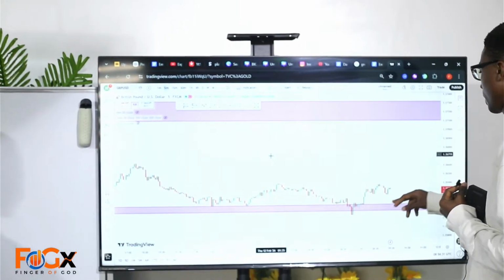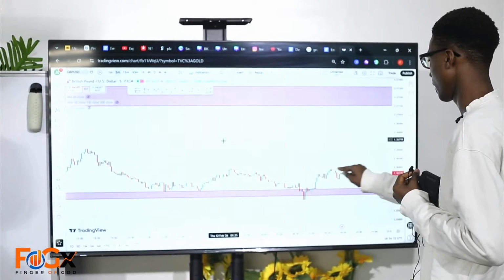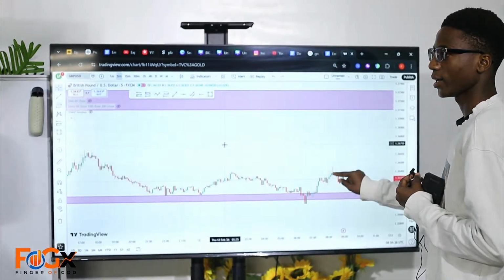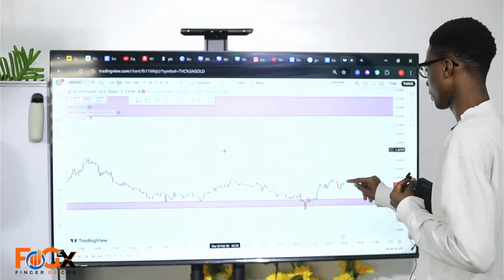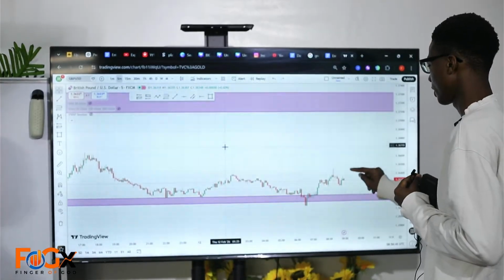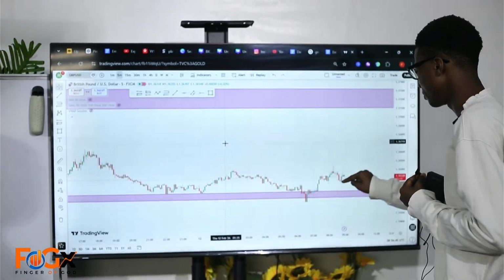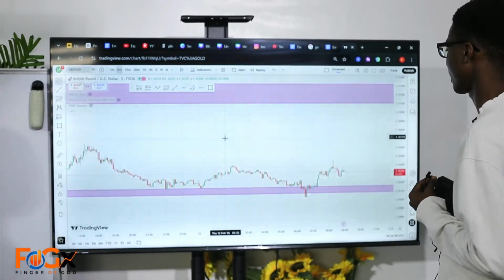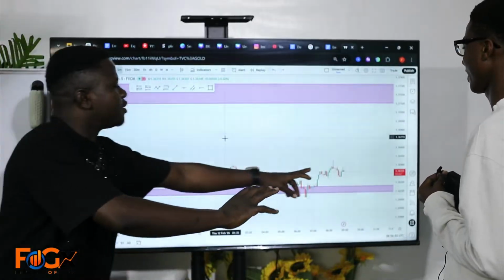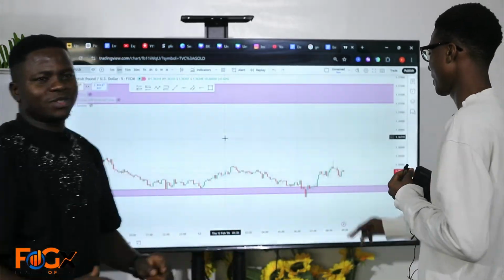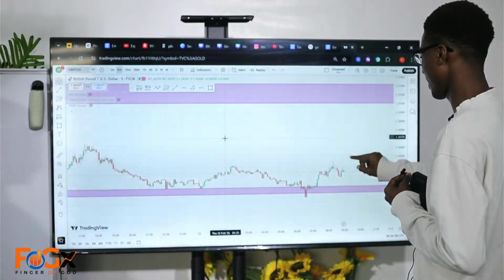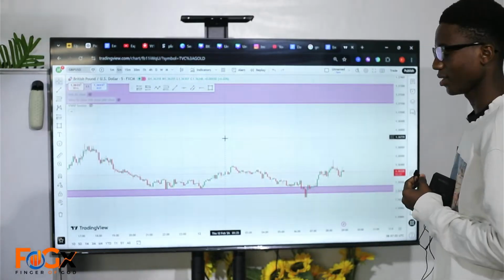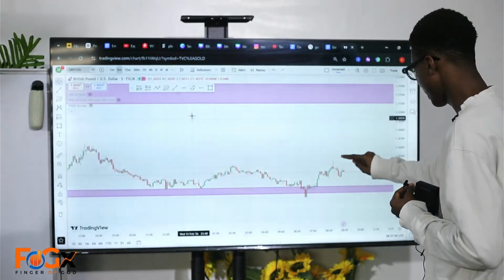Okay, if it's for a buy, it must break higher than this lower high. If you want to get a buy, you wait for it to break higher than this lower high. Is that a lower high? No, you can just say the previous high. So wait for it to break this previous high. Let me help you mark it. It breaks this previous high.